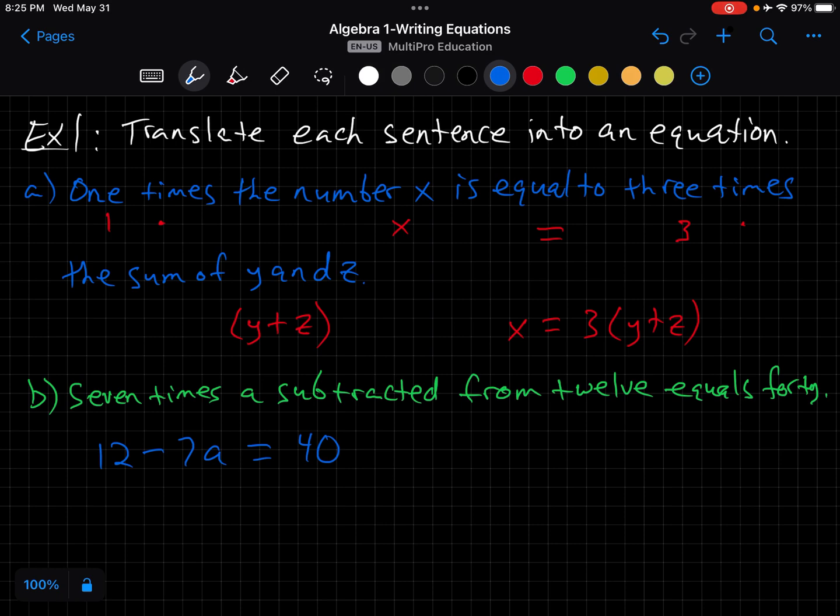Okay? So what we did here is we put this 12, since it's from 12, we put that at the beginning. Okay? And then we subtracted 7 times a. And then we set that equal to 40.